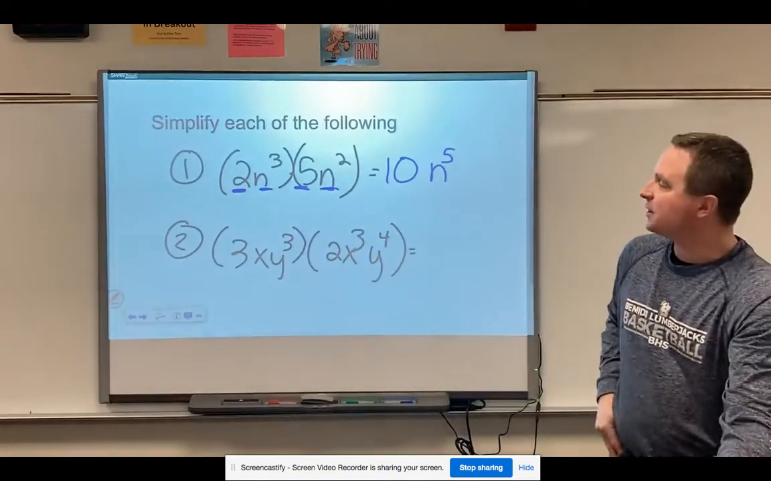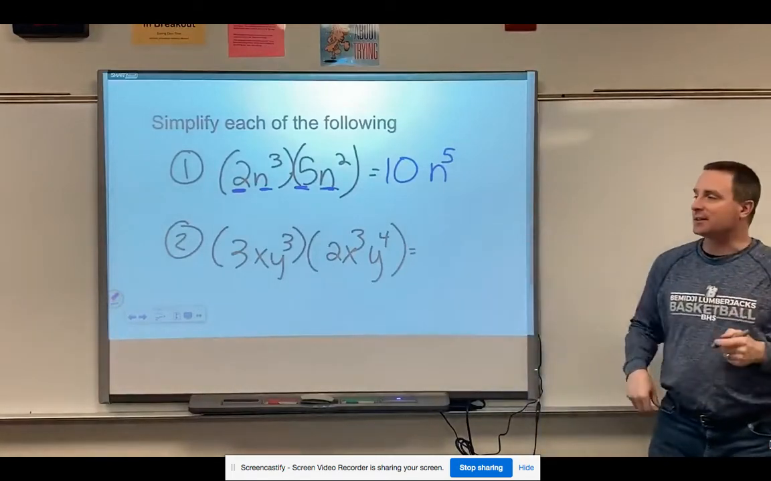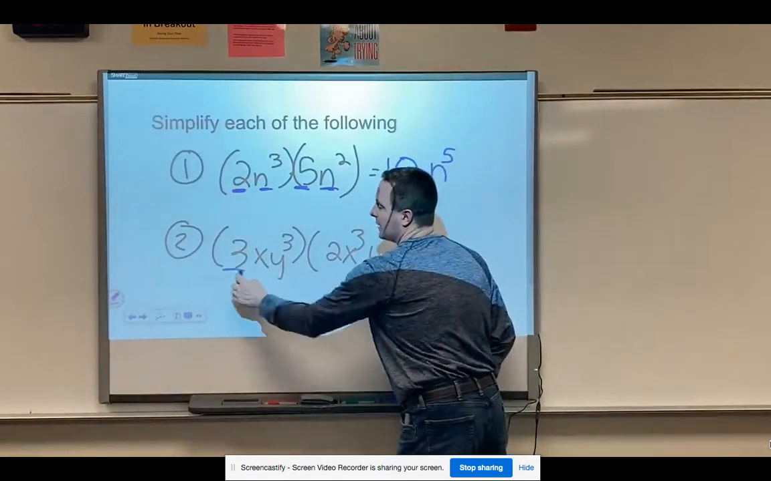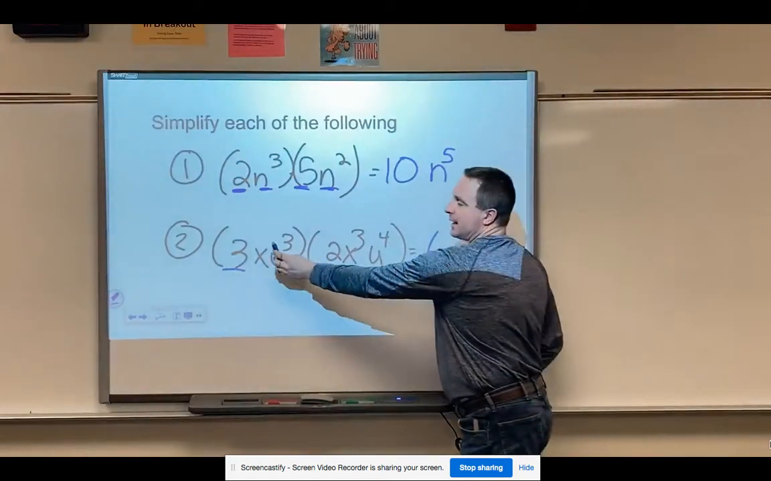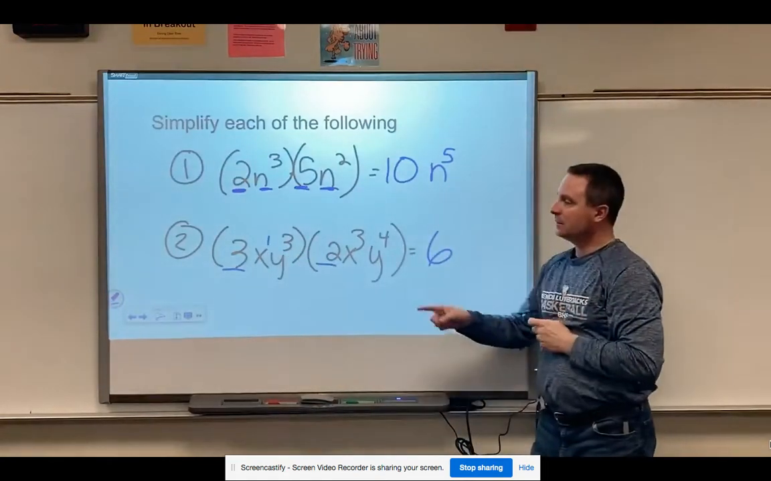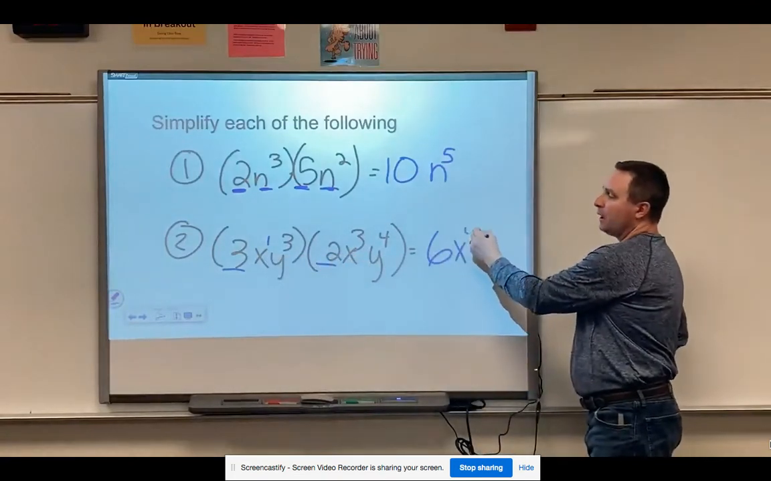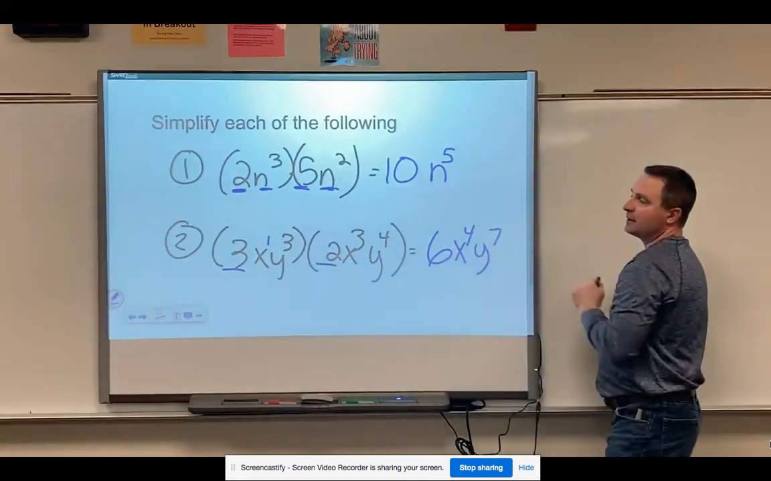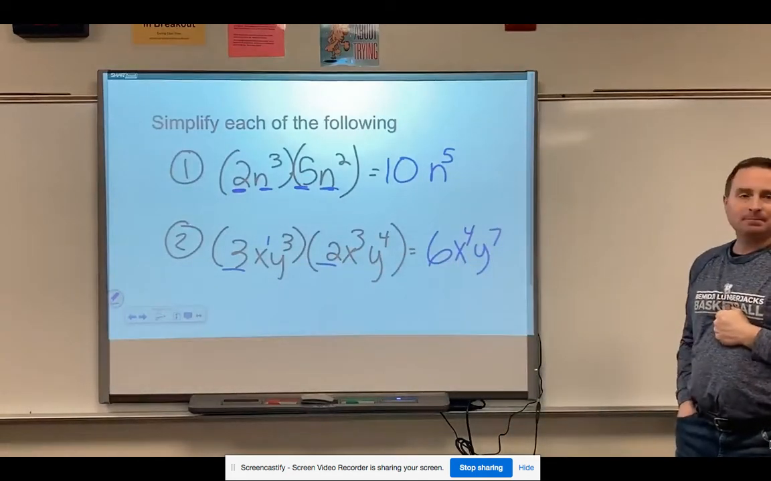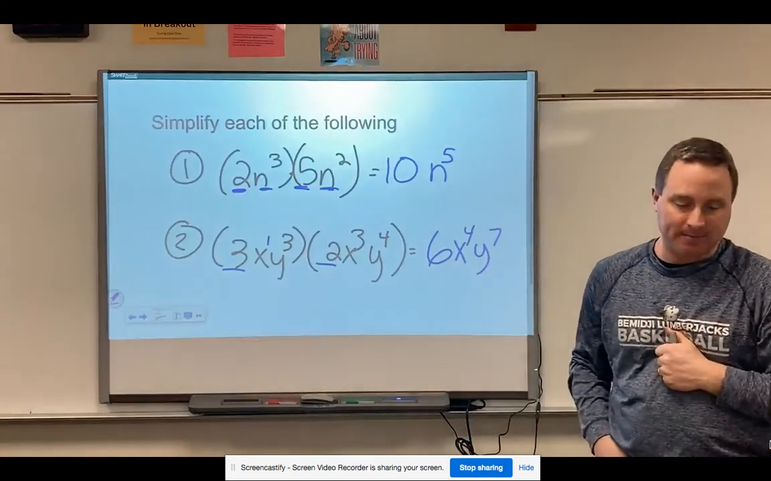What if I had just a little bit more stuff on the inside of those parentheses? But notice again, everything is on the inside. Well, if I multiply big numbers with big numbers, 3 times 2 is 6. This is x to the 1st. I have 1 x and 3 x's, I end up with 4. And 3 plus 4 is 7 y's. That's kind of an example of the first property that we looked at.